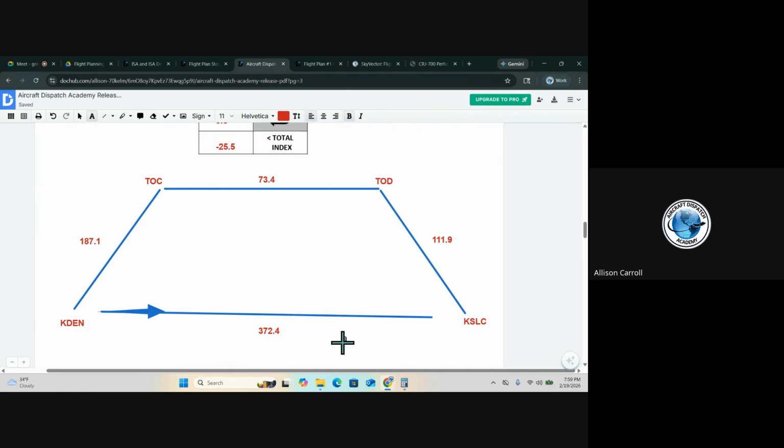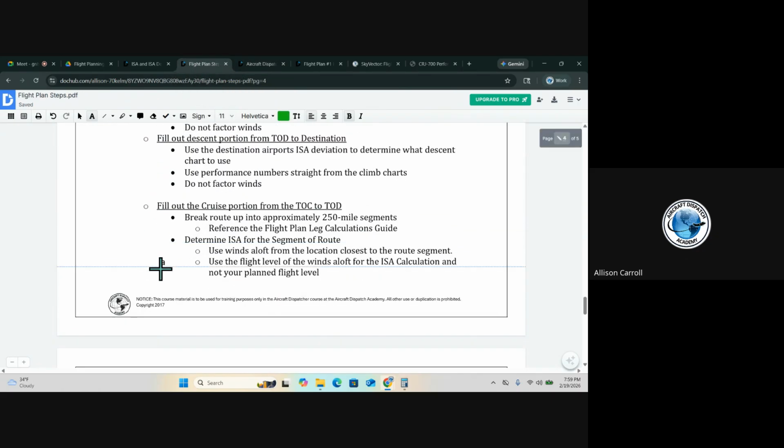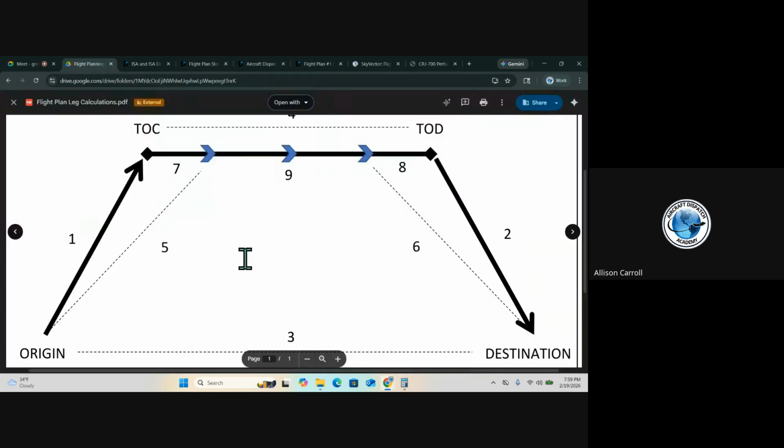All right. Okay, top of climb to top of descent, it is 73.4 miles. Now, when you go back to the flight plan steps for this cruise portion, the first bullet point says, break the route up into approximately 250 mile segments, okay? And reference this flight plan leg calculations guide that we've been looking at right here.